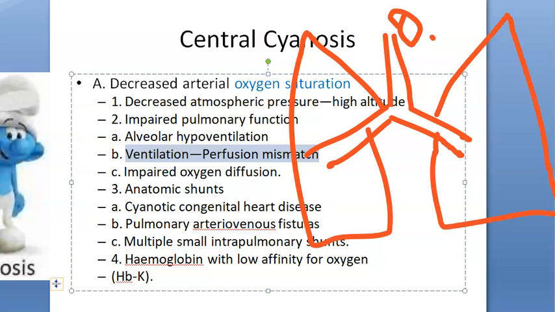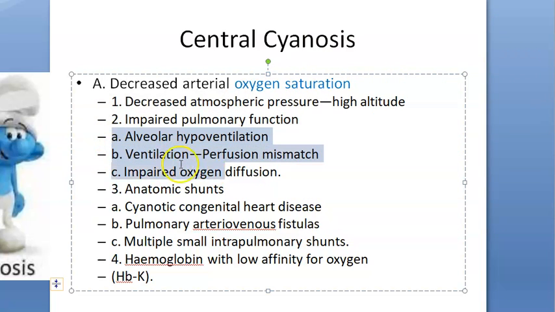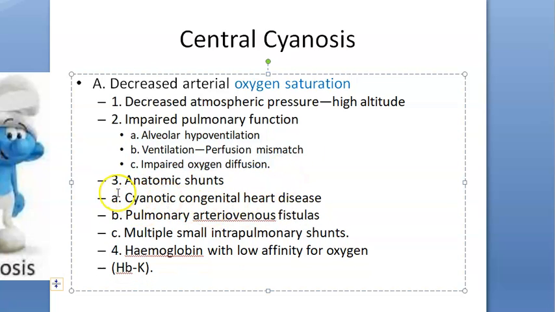First of all, oxygen is less in the air. Decreased atmospheric pressure. Lung function is not proper. Or the alveoli are not getting enough air. Hypoventilation. Or next, the blood supply to these alveoli. There is mismatch between the ventilation and the perfusion. Or there is some problem. Blood is also there. Air is also there. The diffusion of the oxygen is not happening correctly. Till here you have understood, right? Come here to this one. Look at this one.